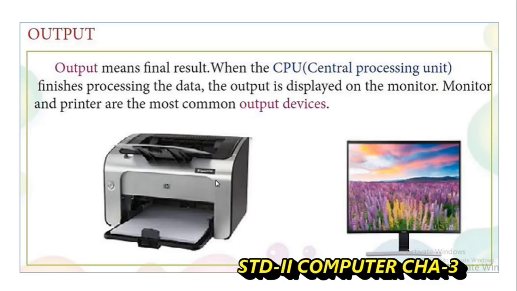We get the result after the processing, and it will be displayed on the monitor. So the monitor is an output device, and we can also get the result in printed format, printed on paper. So the printer is also an example of an output device. Keyboard and mouse are input devices. The CPU is the processing part of the computer, and the monitor and printer are the most common output devices. Clear?